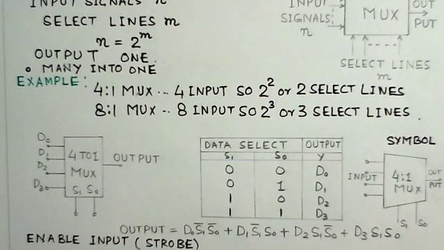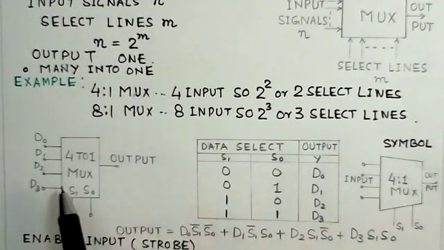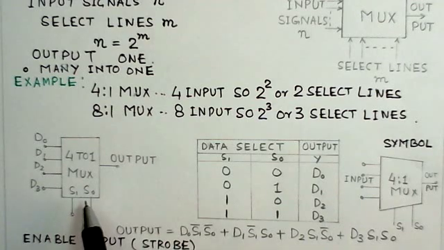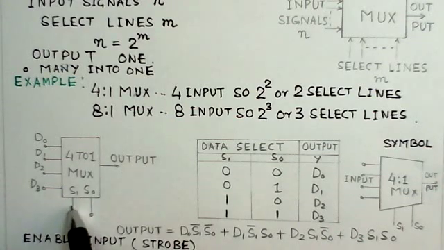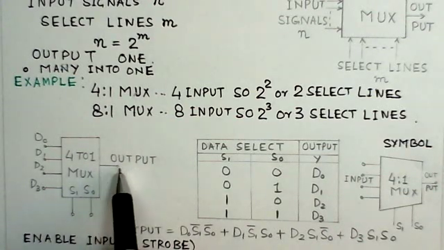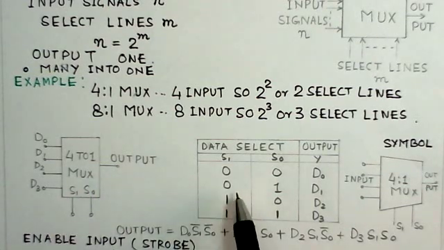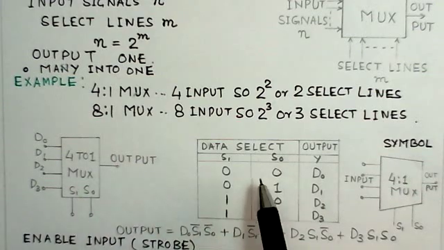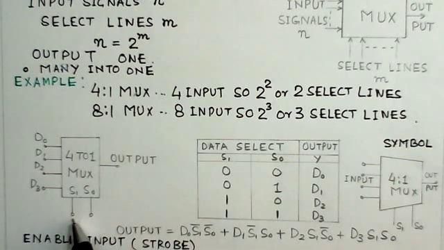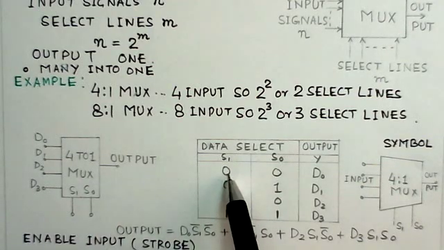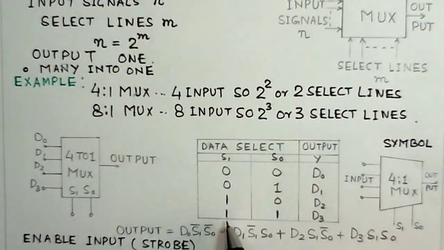Now we see the corresponding example of a 4:1 multiplexer. It's a block diagram. There are 4 inputs like D0, D1, D2, D3. S1 and S0 are the select lines, and there is one output here. The corresponding truth table for this 4:1 multiplexer is, these are data select lines and this is the output. Data select lines are S1 and S0. We have taken all the 4 combinations of data select lines: 0 0, 0 1, 1 0, and 1 1.